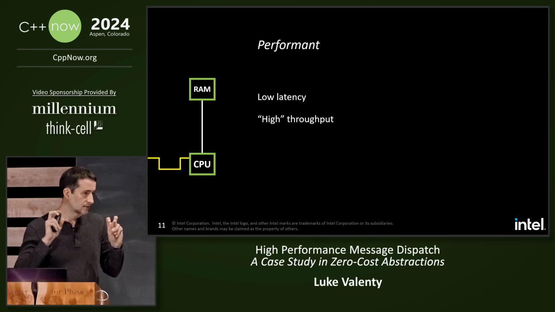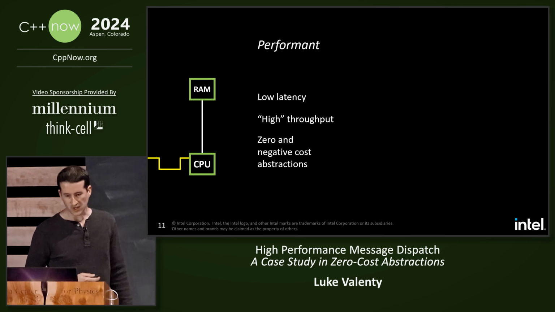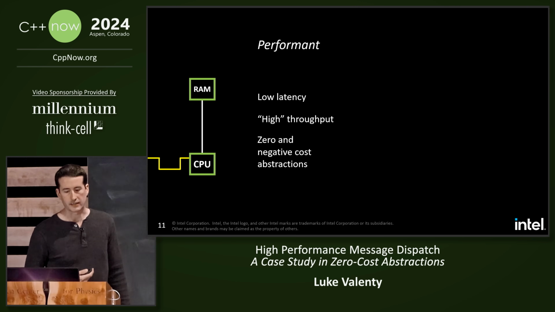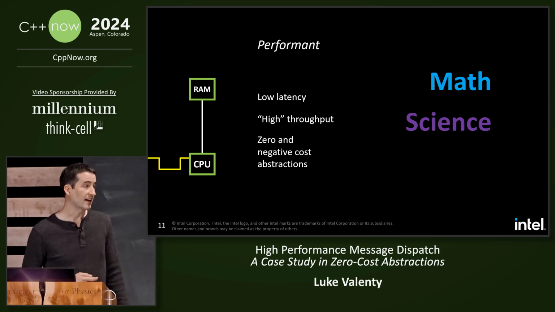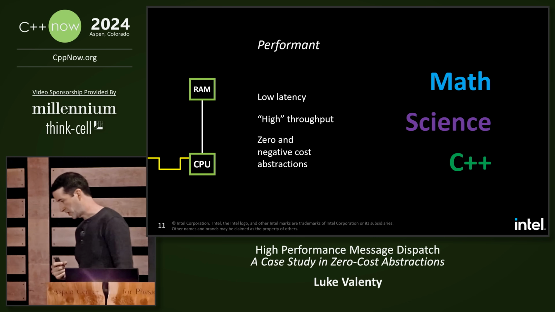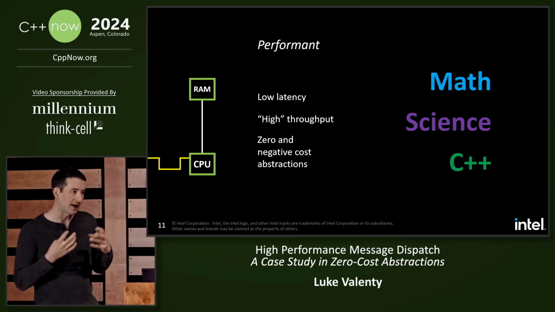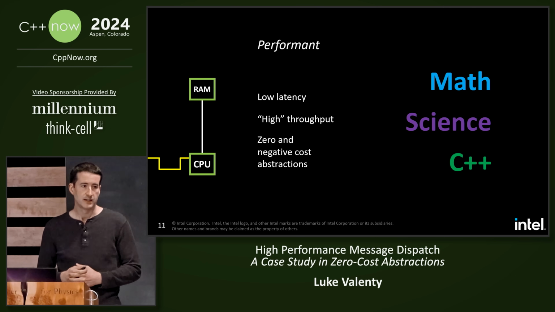We have to have high throughput. It's in quotes because it's not a very powerful CPU. But we want to leverage things like zero and negative cost abstractions, things that C++ really excels in. And so math and science are our friends. And we can work on our implementations, and we can figure out what kind of algorithms we need to use, what some fundamental math concepts are that we can take advantage of, et cetera.